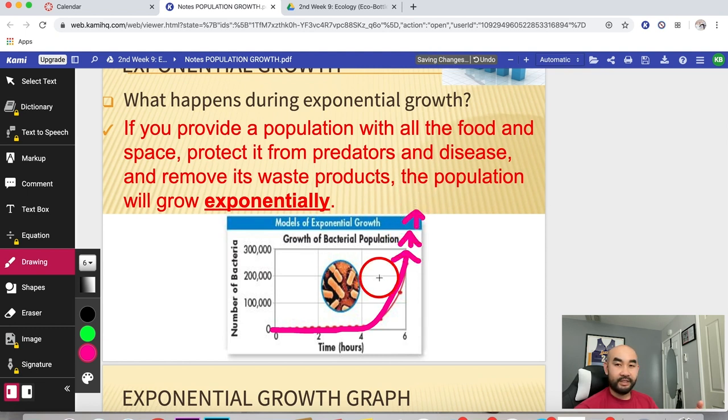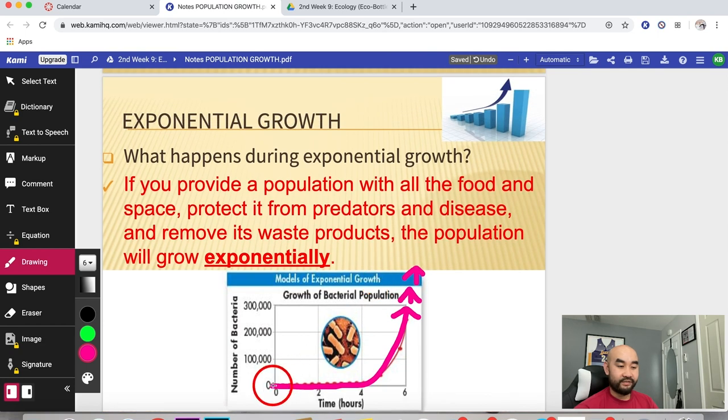And how does this happen? And this is what we call a J curve, right? J, looks like a letter J. J curve.